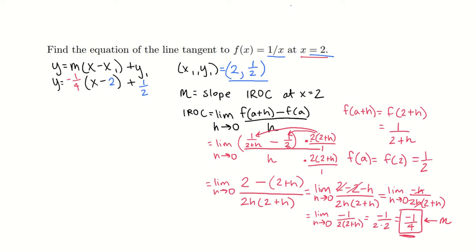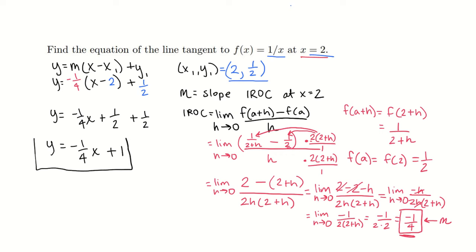And we simplify this formula to get negative 1/4 x. Negative 1/4 times negative 2 is positive 2/4, which is positive 1/2. And then we have this plus 1/2. We have y = -1/4 x + 1, which is the equation of our tangent line.